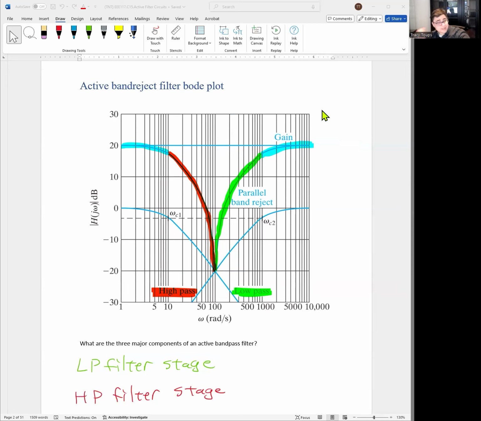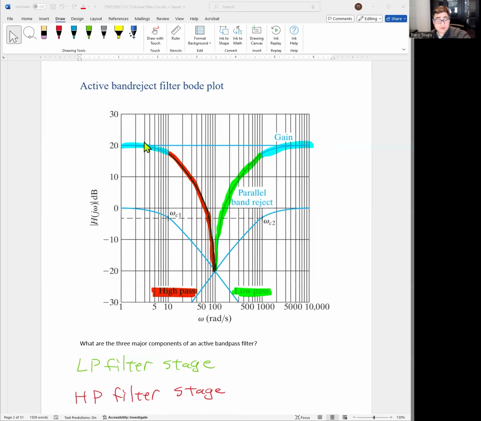So it's just like a band pass, except it's opposite. For the band reject, you get the middle part, where the signals we're going to kill, we don't want them. Anything outside our cutoff frequencies, we're going to let through. So the blue regions let it through, and the red and green are the stop band region.